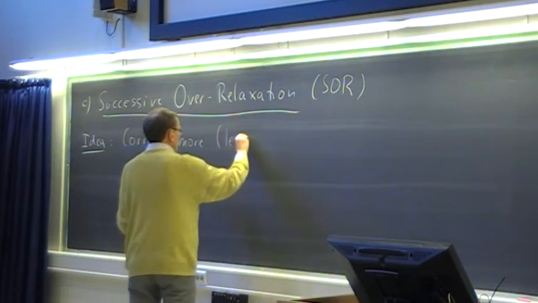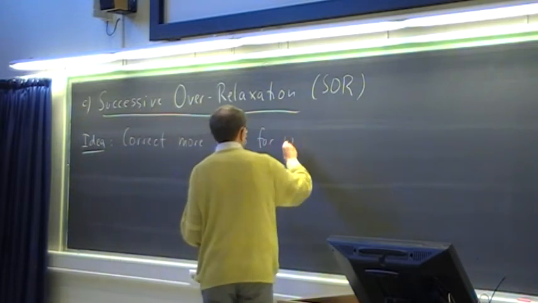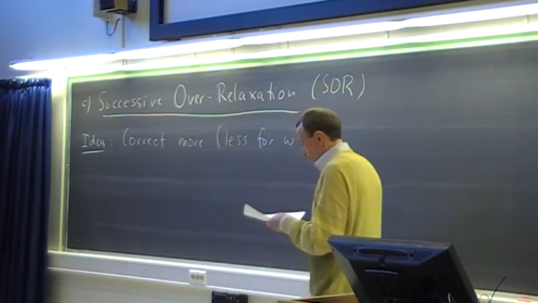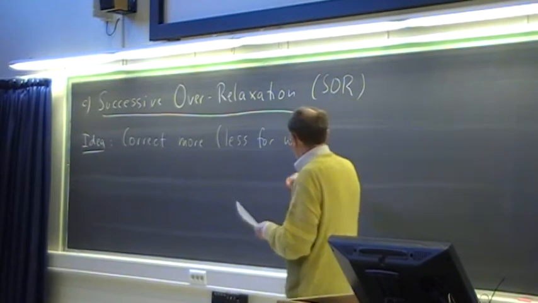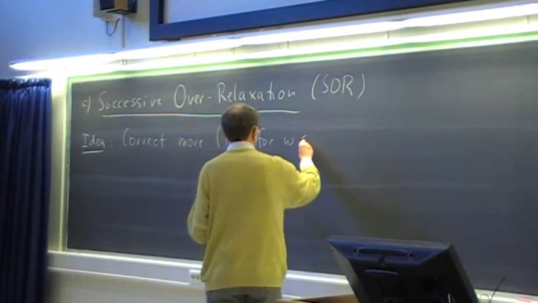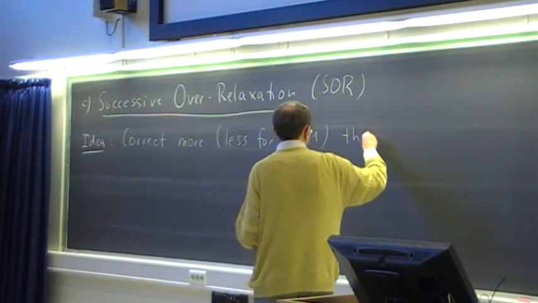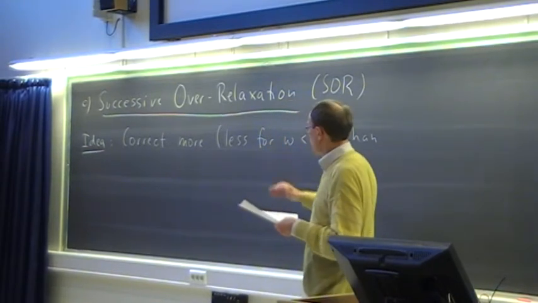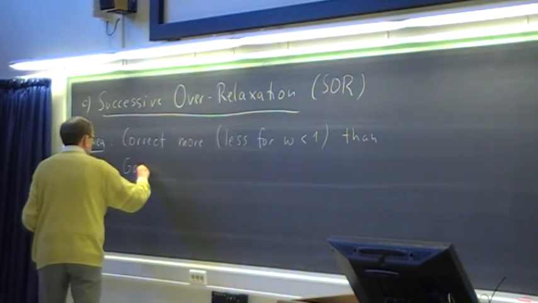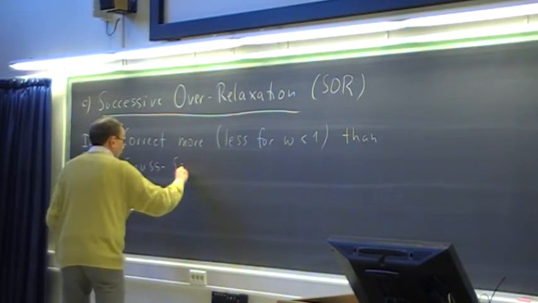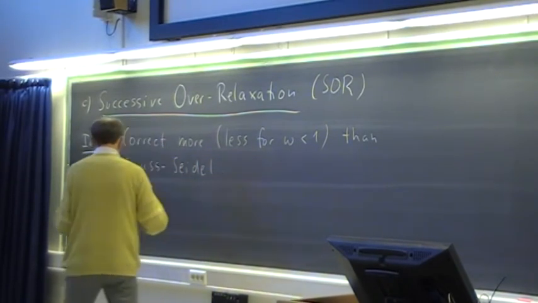However, you could also do it the other way around. If we would choose the relaxation parameter omega smaller than one, we correct less. So that is also an option. But for our elliptic problems, it's usually correct more than Gauss-Seidel. So that leads me to the following.